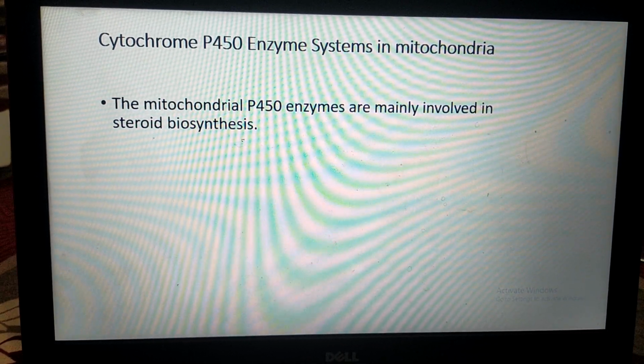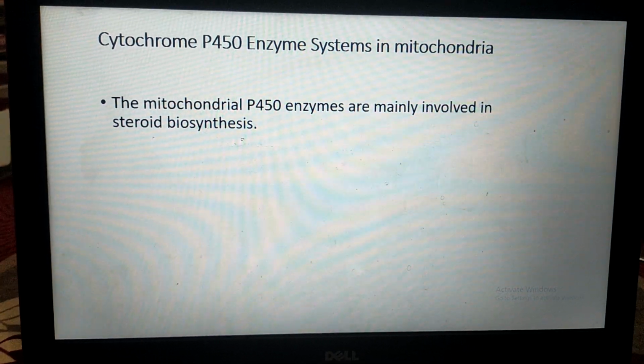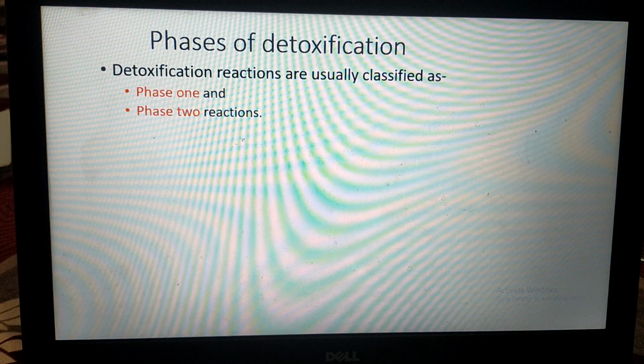Now the cytochrome P450 enzyme system present in the adrenal gland is responsible for steroid biosynthesis. It is not for biotransformation. Now we will start the actual process of detoxification.